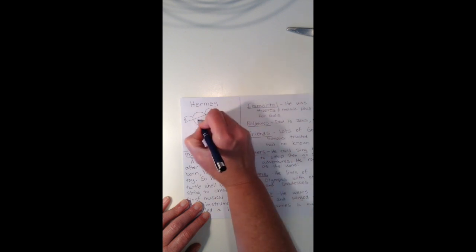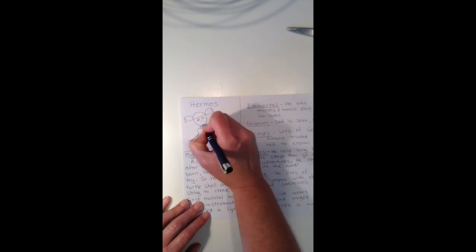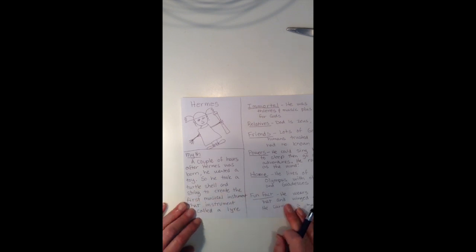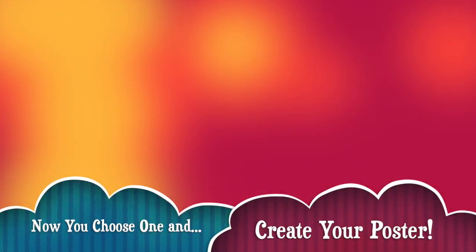And I'll just give him eyes and a nose and a mouth, maybe a little bit of hair on him. And again, just trying my very best. And when I'm finished with it, then of course, just like the other paper ones, I'm going to color in my image of Hermes using crayons, markers, or colored pencils. Now it's your turn. Choose one. Create your own poster.